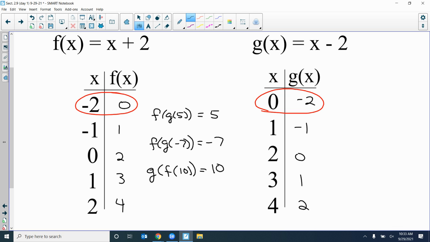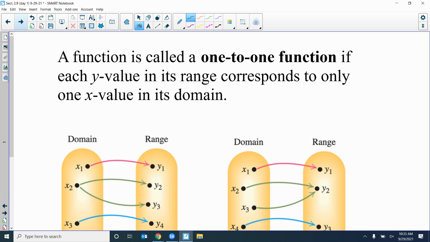Does that make sense? This means they're inverses. That's how this works. Okay, so I take one number, I plug it into that function, I take that answer, plug it into the other function, it takes me right back where we were.